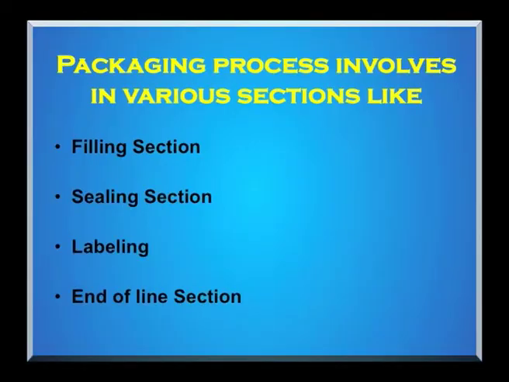Packaging equipment. To know about the equipment employed for packaging, we have to know first where packaging is involved. Packaging processes involve various sections like filling section, sealing section, labeling and end of line section. We start with the first one, that is filling section. What are the machines that are used in filling section?